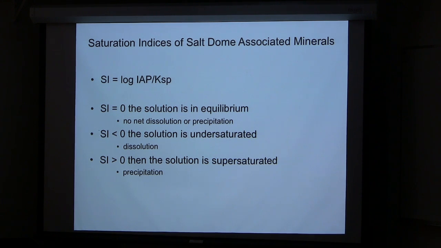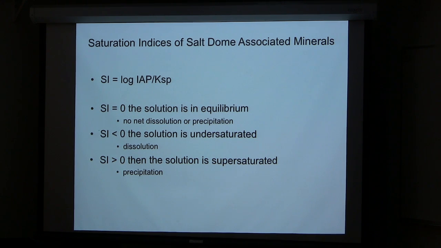We also looked at aqueous fluid concentrations of modern Gulf Coast formation fluids. We used FREEQC for this, and FREEQC is a web-based aqueous fluid modeling program. And we used this to explore the stability as well as the concentrations of certain minerals within the salt dome system. So we first looked at the saturation indices of salt dome-associated minerals. And the saturation index just gives insight into the likelihood of a mineral's precipitation or dissolution within the environment. The saturation index is calculated by taking the log of the IAP, which is the ionic activity product, divided by the Ksp, and the Ksp is the stoichiometric solubility product of that mineral.